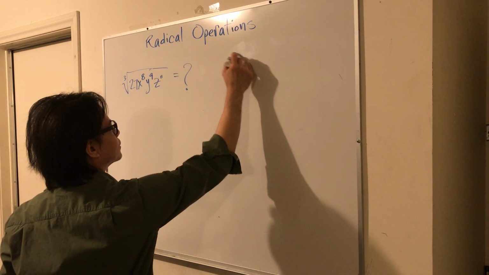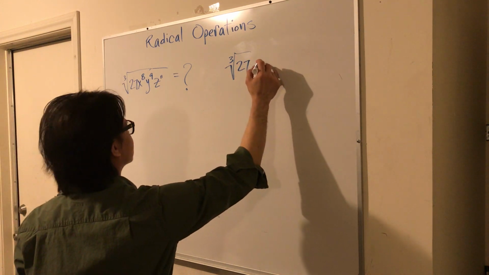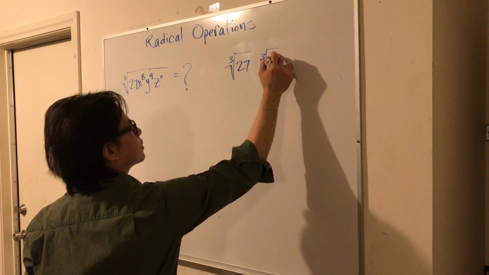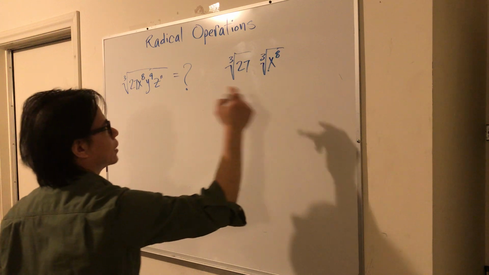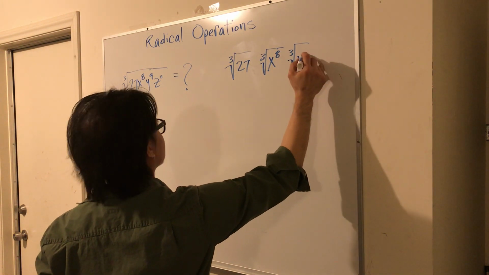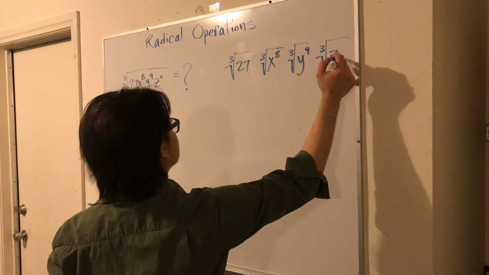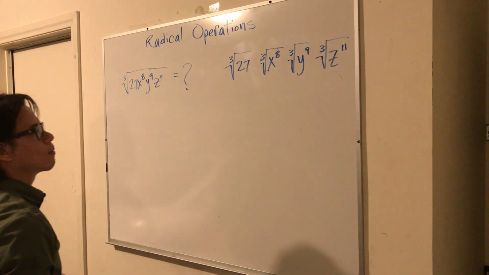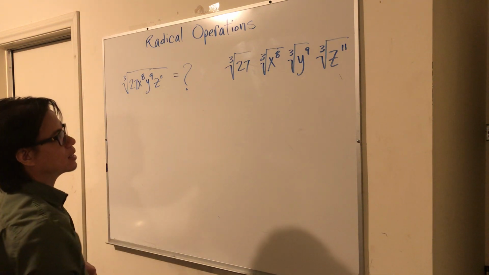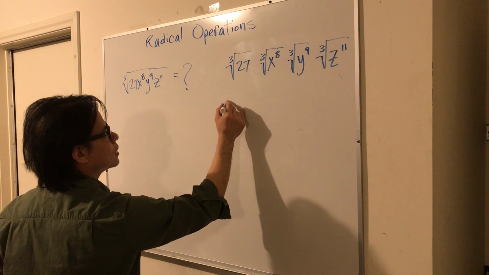The first of which is you have the third root of 27, and then you have the third root of x to the 8th, and then the third root of y to the 9th, and then the third root of z to the 11th. For this one, what number times itself 3 times gives 27? 3 times 3 is 9, 9 times 3 is 27, so we'll say 3.